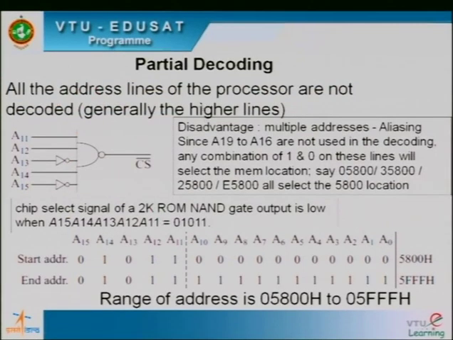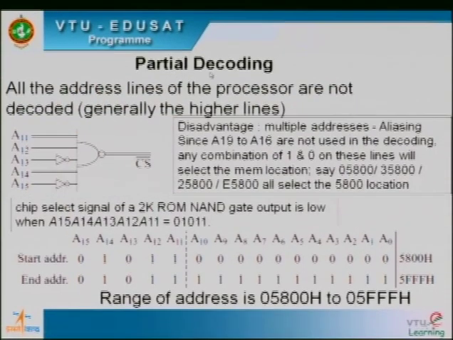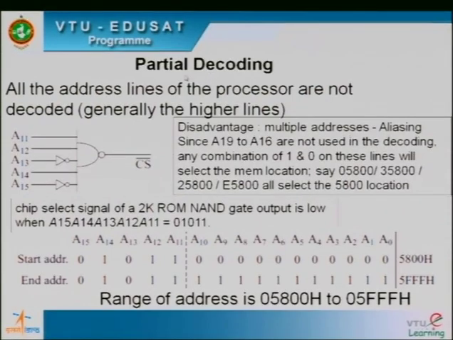Now let us take the next example of partial decoding. So what do you mean by partial decoding? Partial decoding happens when I don't use a complete 1 mega. Only 1 or 2 small memory devices, I interface it to the processor, and I try to reduce my decoding complexity.